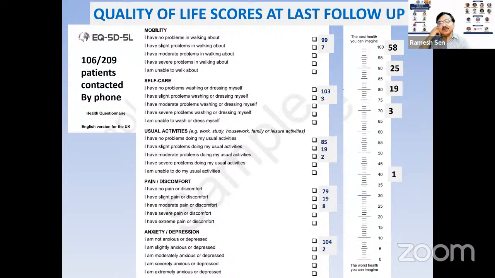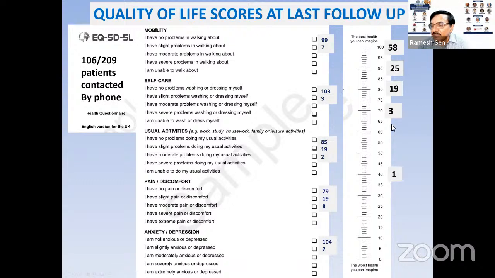So during the COVID time, we were assessing by calling every patient to ask how they are doing. We could link with 106 of the total 209 where addresses were available. 106 replied, and out of them, this is their best health. You can imagine 58 were quite happy. 25 further were reasonably well. So that makes a reasonably good percentage out of 106 cases.